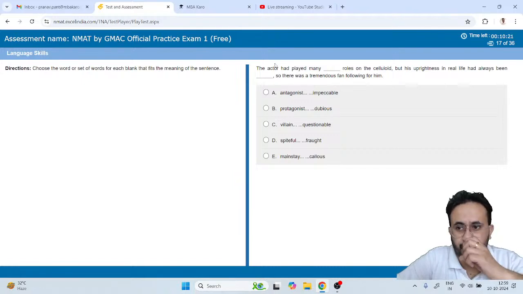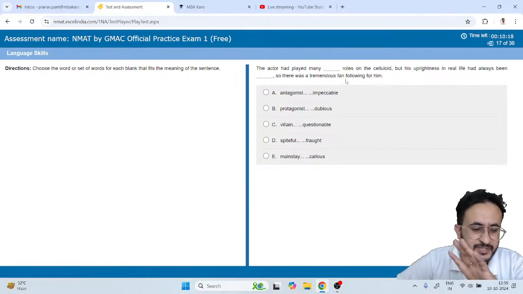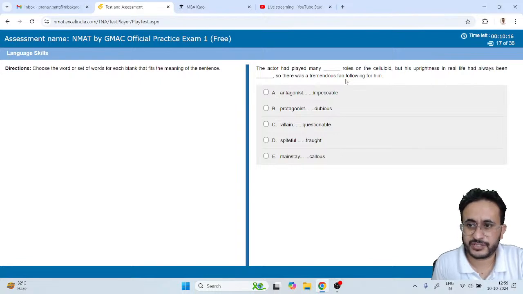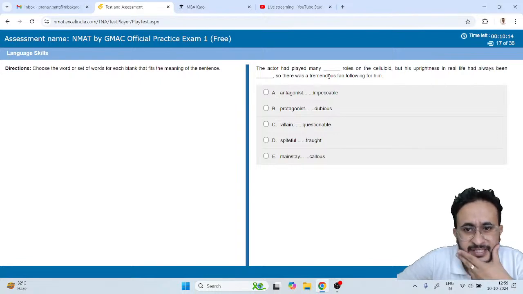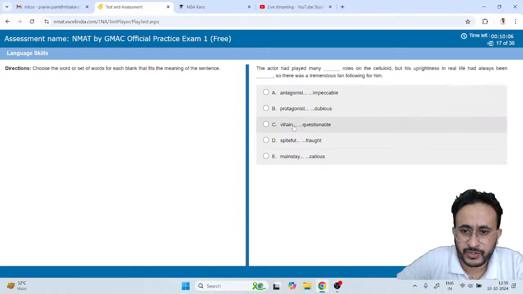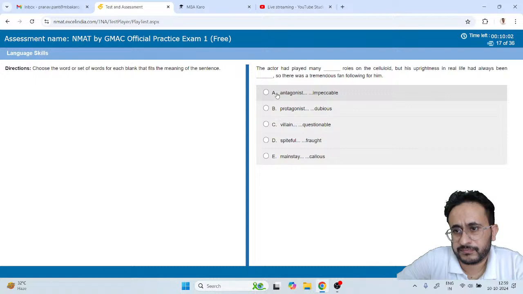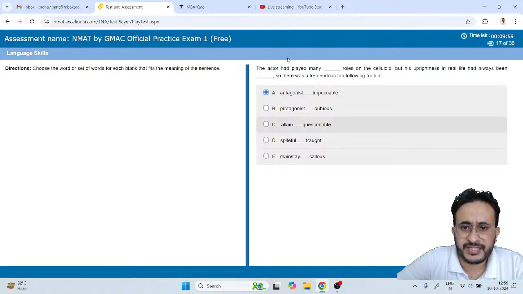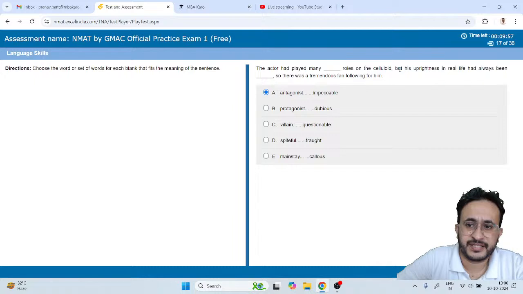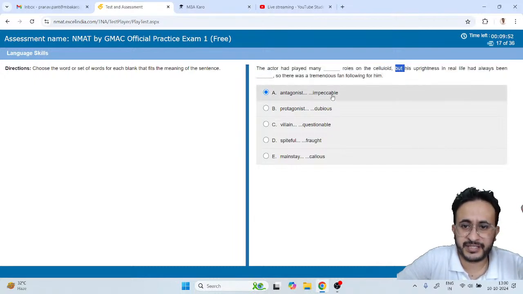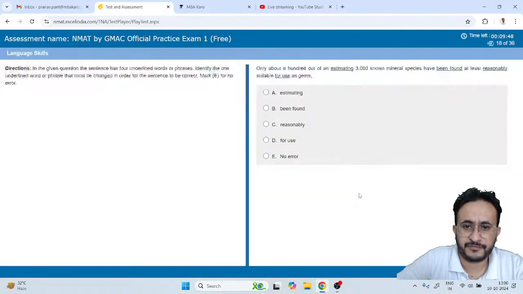Okay, so let's now move to the next question. I think the RCs must be done by now, so the rest of the questions should be done in less time. The actor had played many dash roles in the celluloid, but his uprightness in real life has always been dash. So there was tremendous fan following for him. Antagonist, because he played antagonist. But what does "but" mean? Contradictory. Okay, so he played antagonist but his uprightness was impeccable, so that would be the feeling.